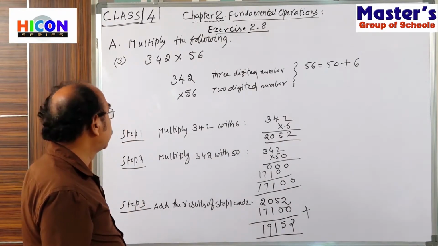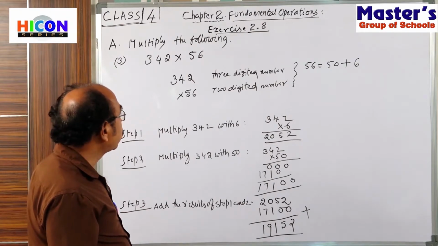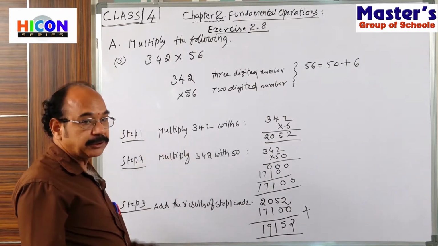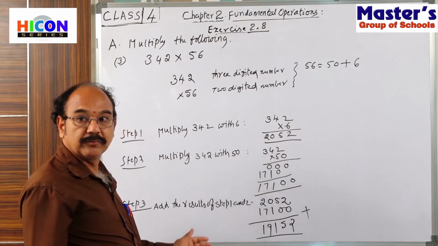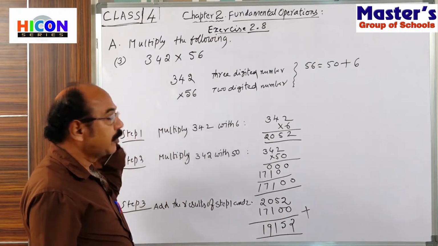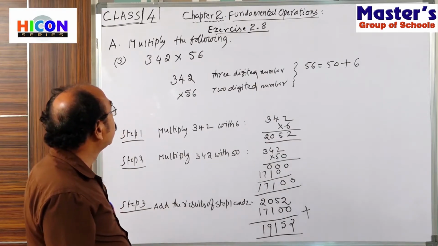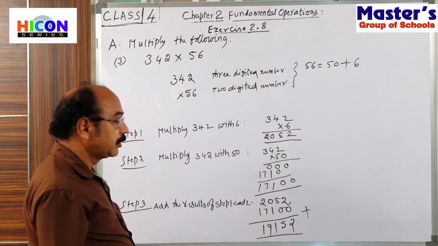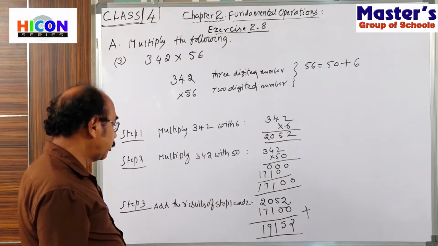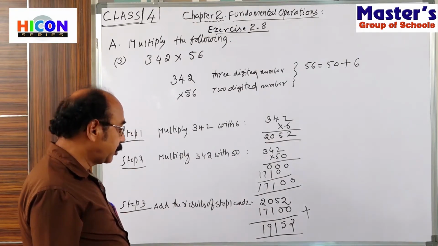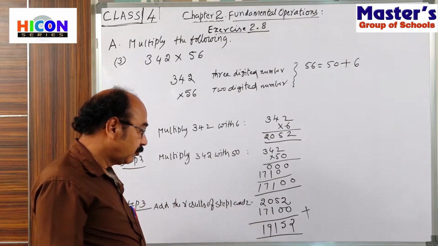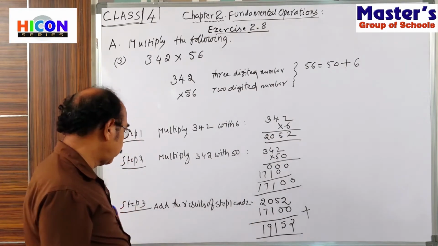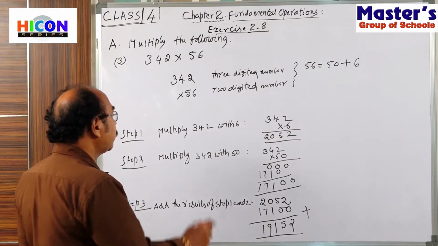Like this, actual multiplication. So this is a procedure of multiplying 342 into 56. A 3-digit number is multiplied by a 2-digit number. Then what is the answer you got? 19152. Okay.